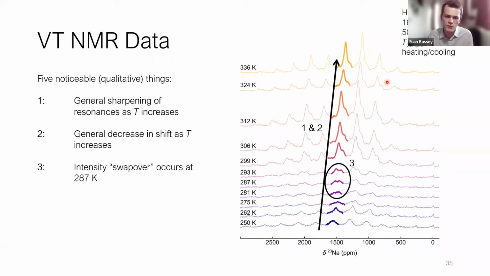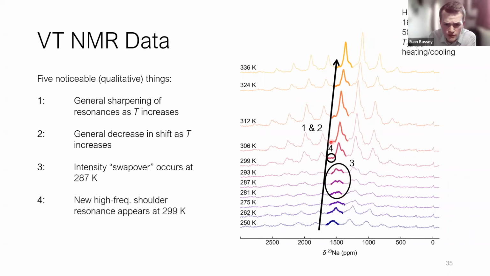The third thing is that we actually have an intensity swap over. What do I mean by that? Well, if we look at some of these higher temperature spectra, you can see the 3 resonances we saw earlier. We see the central resonance, and we see 2 shoulders. And as we go down in temperature, this central resonance becomes less and less intense until at some point it swaps over with the low frequency resonance. And the low frequency resonance then becomes the most intense. So there's some sort of a changeover happening here.